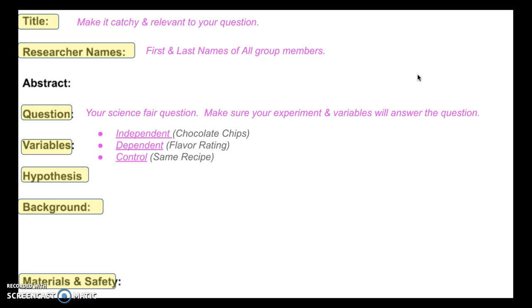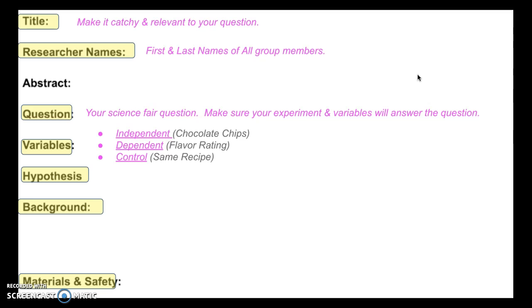Now, typically for the independent variable, there's usually only one. Sometimes there are two. Dependent, same thing. It's usually only one. Sometimes there's two. It depends on the complexity of your experiment. More complicated ones will have more than one. But there usually aren't that many independent or dependent variables, just one or two.